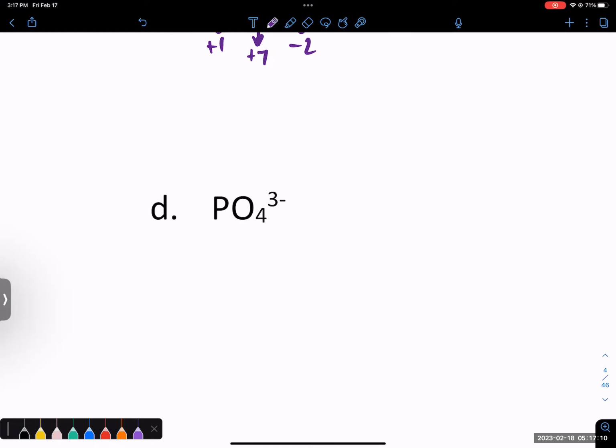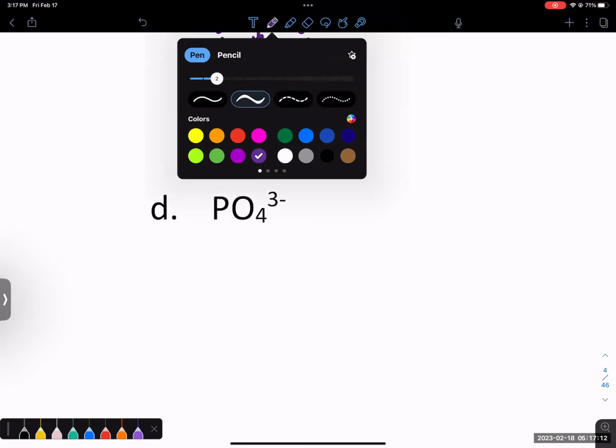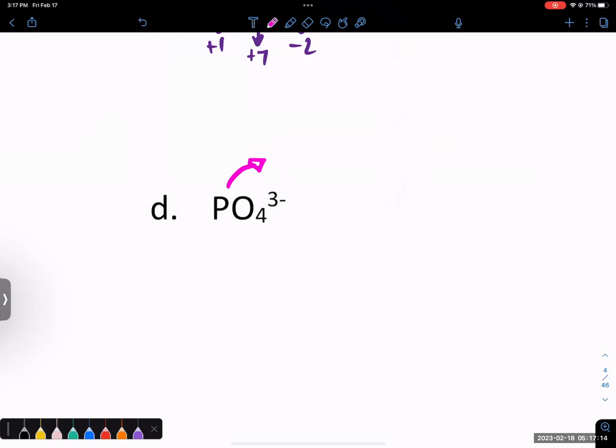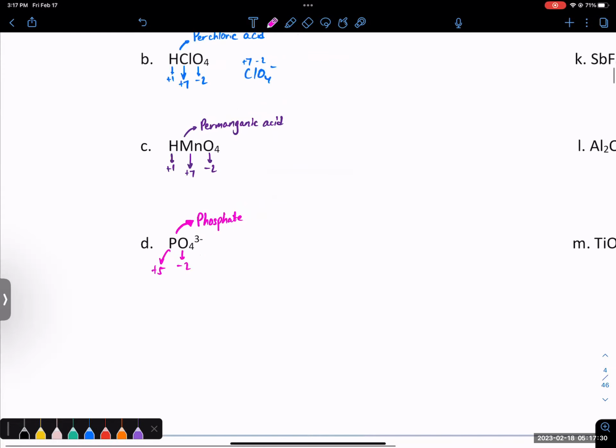Used in a lot of biological reactions. Phosphorus is +5. Oh, that's phosphate, but phosphorus is +5, oxygen is -2. Let's do this one first, so -8, and then +5, right, because we need to get to that 3-.